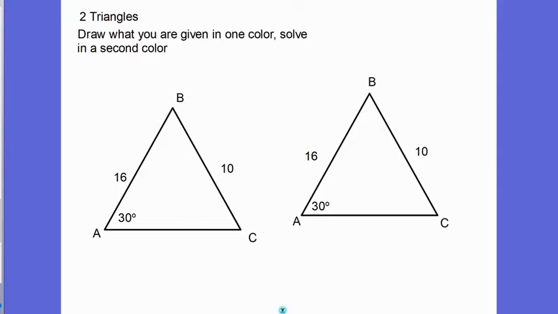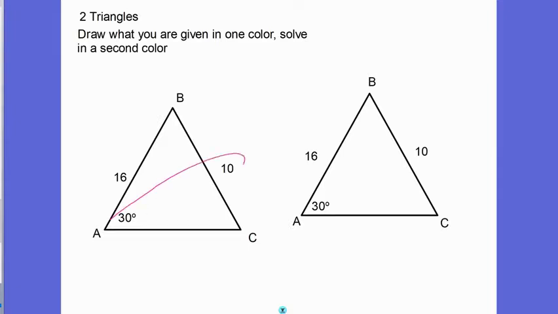Oh, and this is an example with 2. I thought I just had 1 with 1. All right, so we will do a 2 example. Draw what you're given in 1 color. And what I mean by that is you will notice that in black I have 2 identical triangles. They each have 30 degrees here, 16, and 10. Those always stay the same no matter what you're doing.